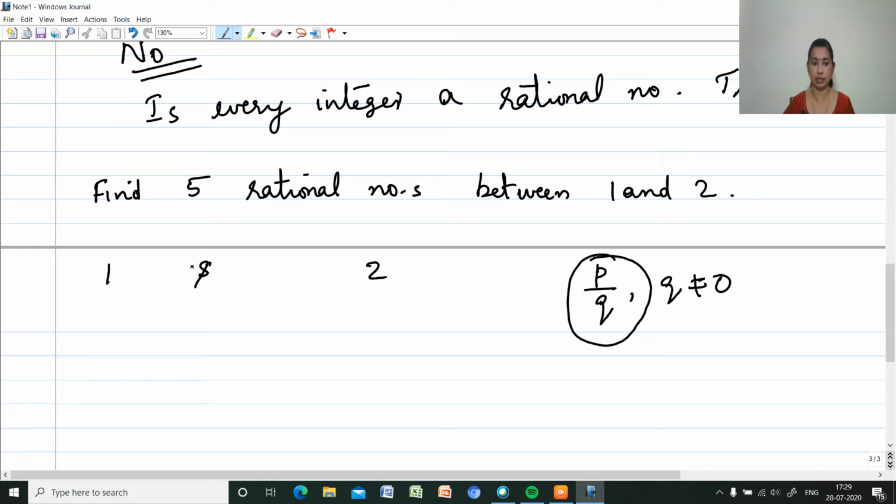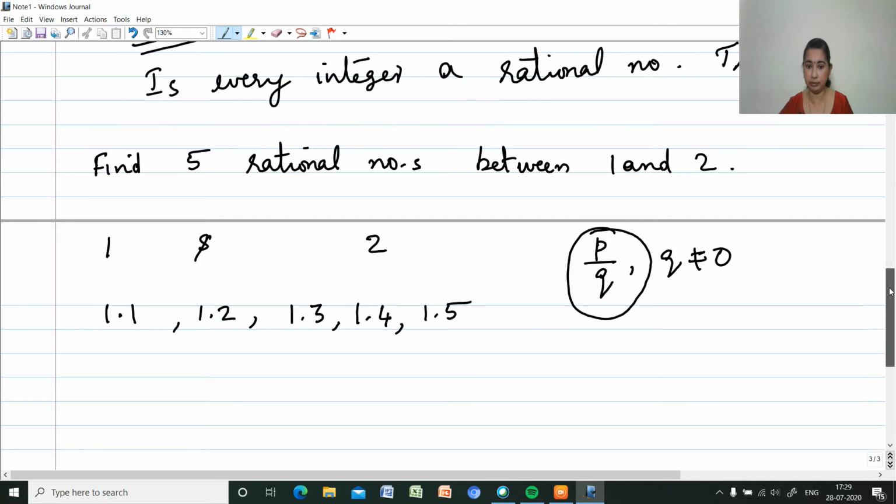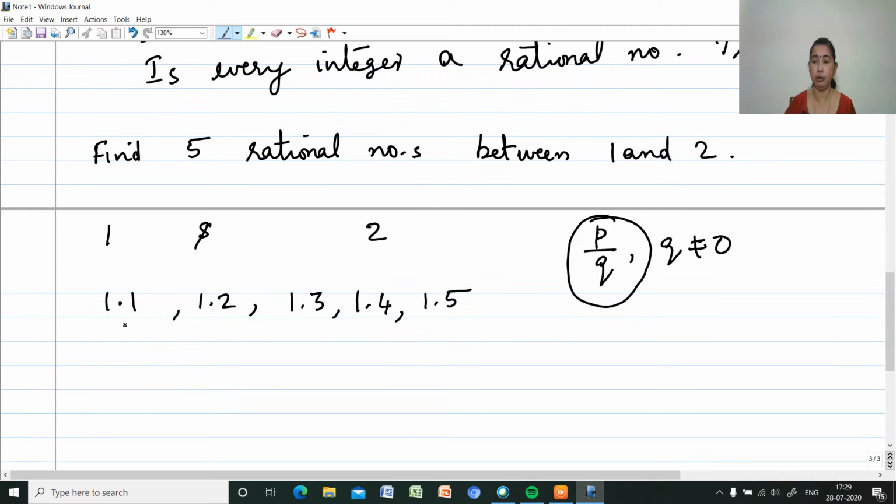How can we write? Between 1 and 2, I can write 5 numbers: 1.1 is between 1 and 2, 1.2 is also between 1 and 2, 1.3, 1.4 and 1.5. But it is not of the form P by Q, so we have to convert it into the form of P by Q. How can we convert this? It is 11 by 10. This one is 12 by 10. Next is 13 by 10, 14 by 10, 15 by 10.